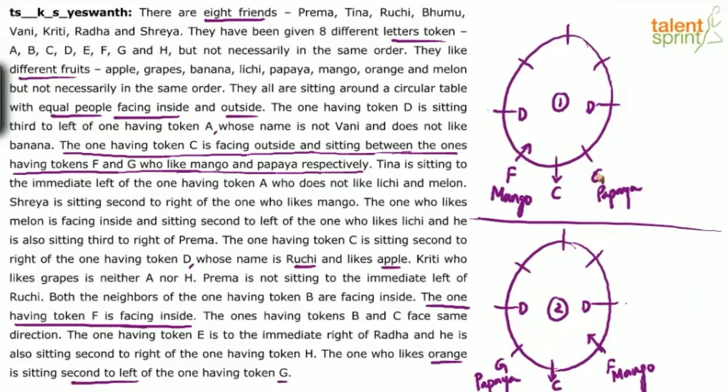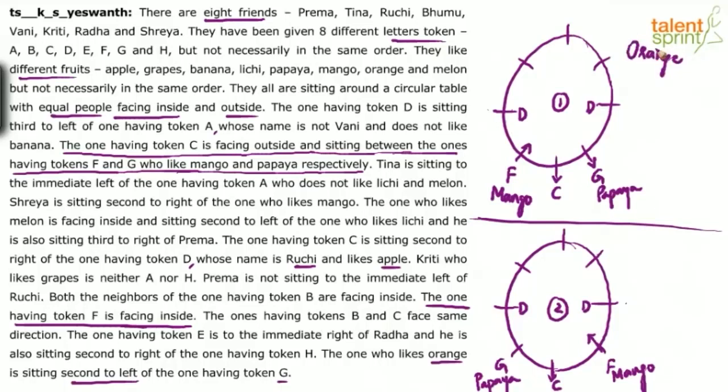Now let us assume G is facing center. If G is facing center, second to the left will be this, and this should be orange, but this is already mango, which means orange cannot come in this position. So obviously orange has to go on that side, anti-clockwise direction. Are you able to follow? Orange is second to the left of G. If G is center facing, second to the left will be in the clockwise direction. So first and second orange, but that's not possible, which means G is not center facing, G is outward facing. And if G is outward facing, left will be anti-clockwise. So second to the left, first and second, this will be orange.